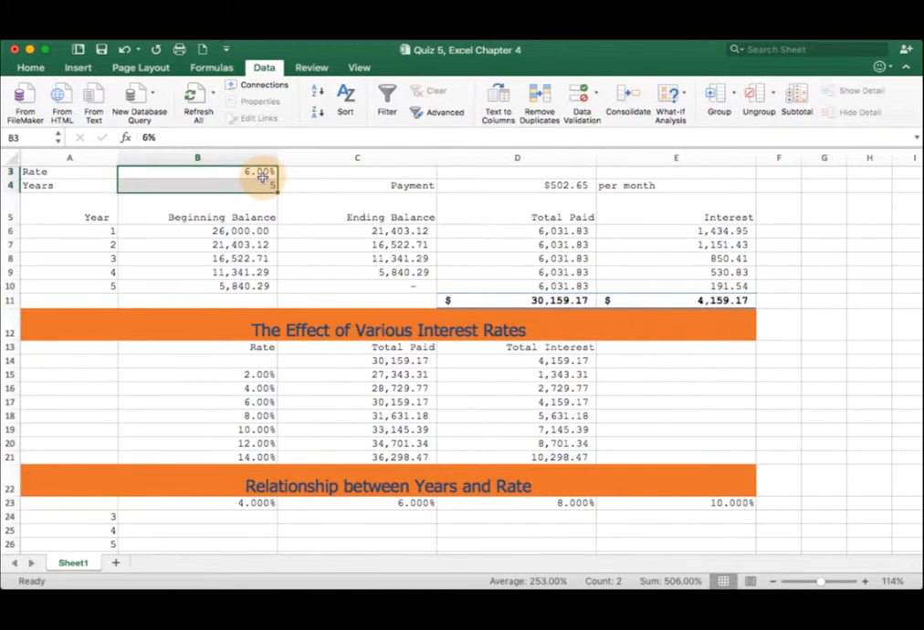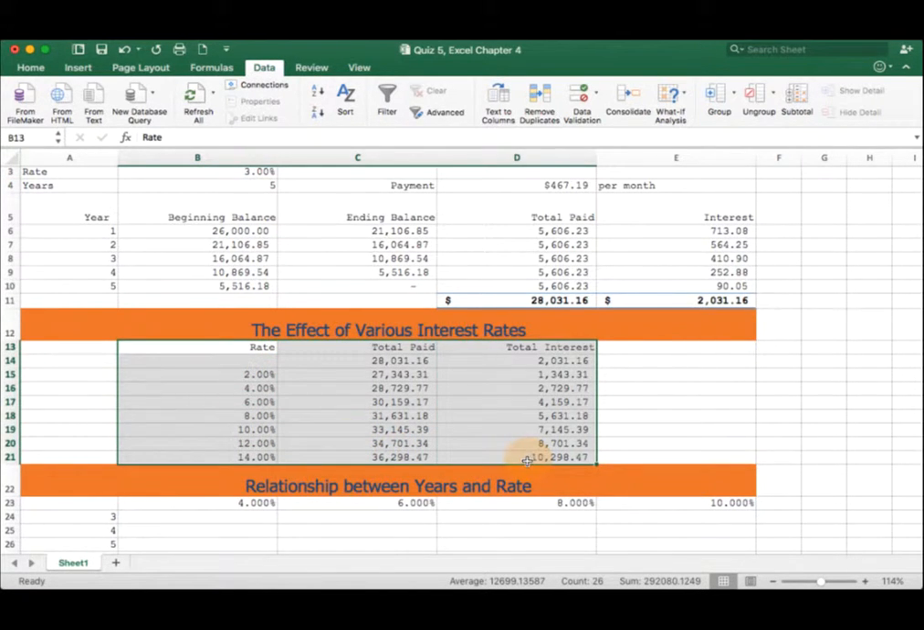I don't know if you can see what's going on here. This is basically what the data table tool can do for us. You can do it manually forever, or you can use the data table tool to complete it instantly. So we can observe what happens when we increase the interest by 2% each time, the changes in total paid and the changes in total interest. That's what it is.